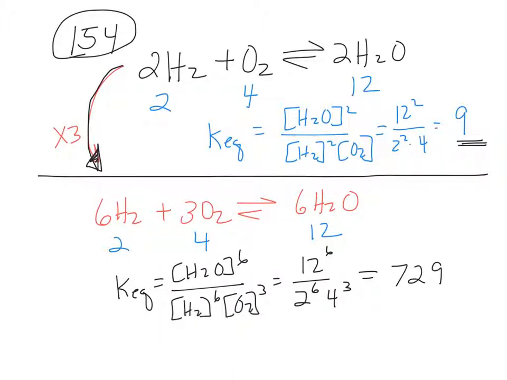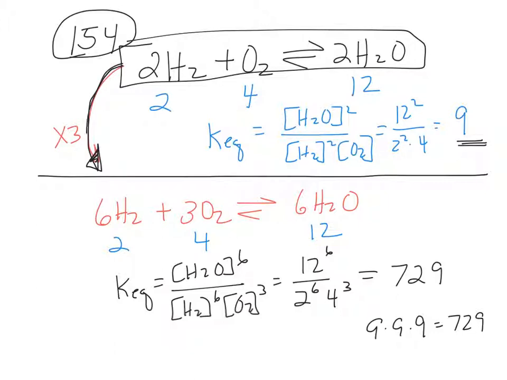Well, guess what? What's 9 times 9 times 9? 729. So you cube that number every single time. So what we just did is we took a reaction and we multiplied the coefficients of that reaction by a number. That's how we got these coefficients.